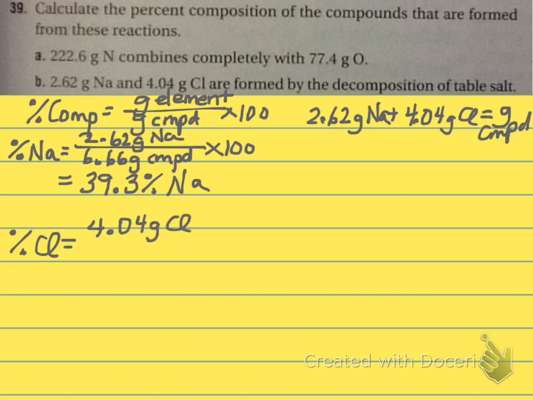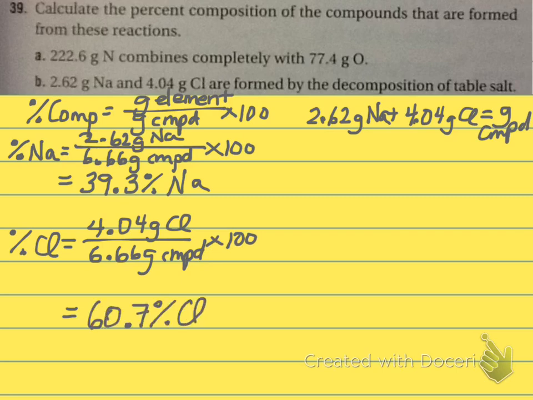So then to do my percent of chlorine, it is 4.04 grams of chlorine divided by the 6.66 grams of my compound times 100. So 4.04 divided by 6.66 times 100, and again with three significant figures, that gives me 60.7% chlorine. Same thing, I suggest calculating this second one using the information given in the problem so that if you've made a mathematical mistake when you did the first one, you don't get the second answer wrong as well. So that's those two percent composition problems.